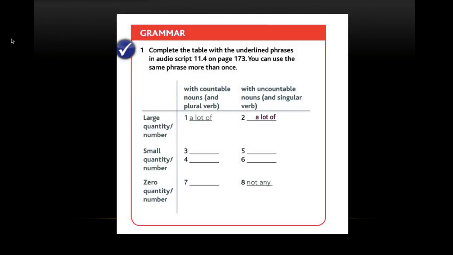The next one that I'll talk about is the not any with a zero quantity. This is when there is no number. When we have uncountable nouns, we use not any. And when we have countable nouns, we also use not any.